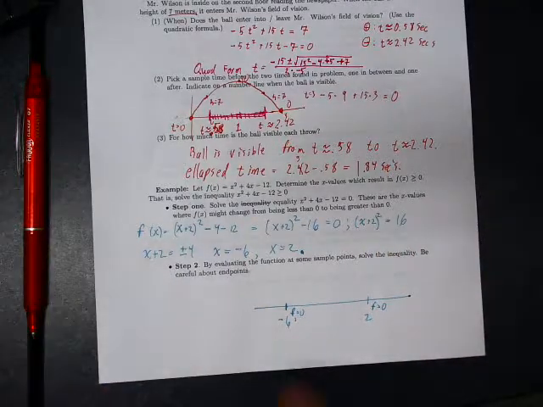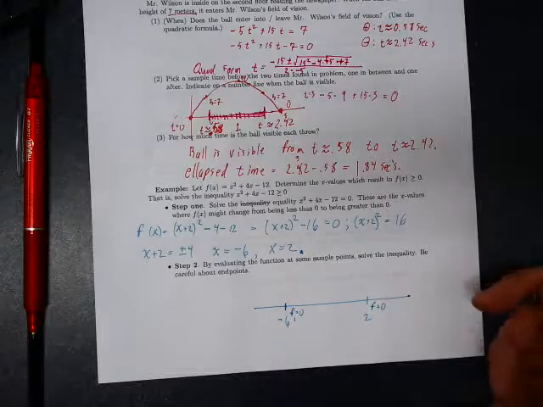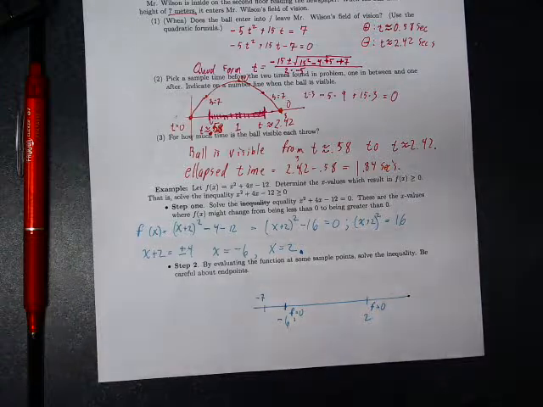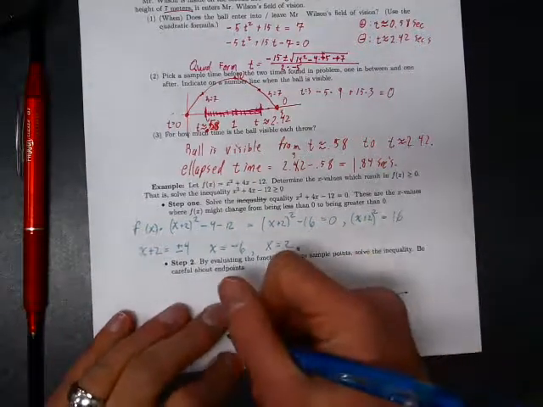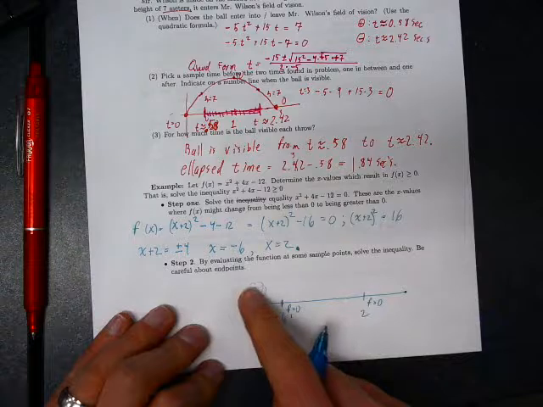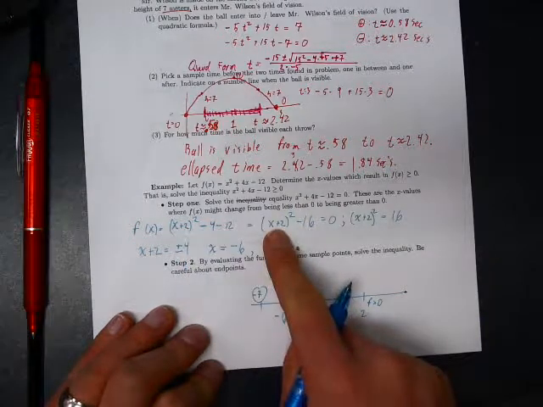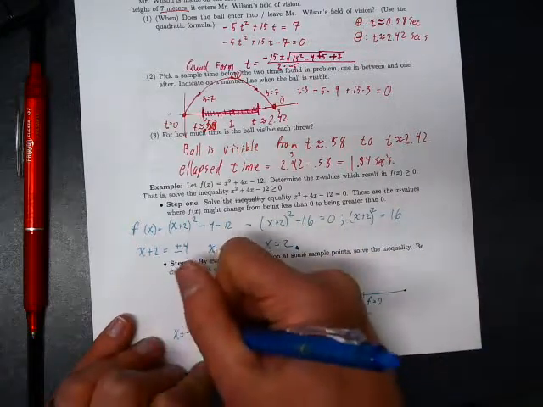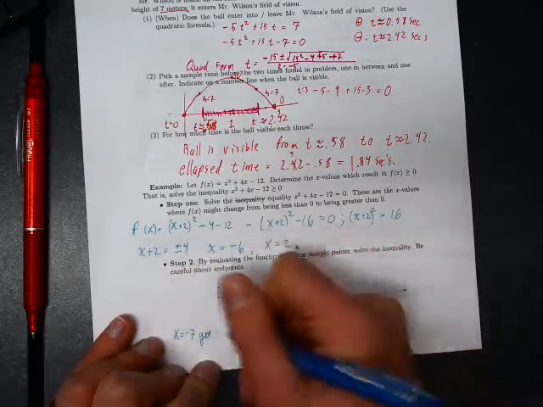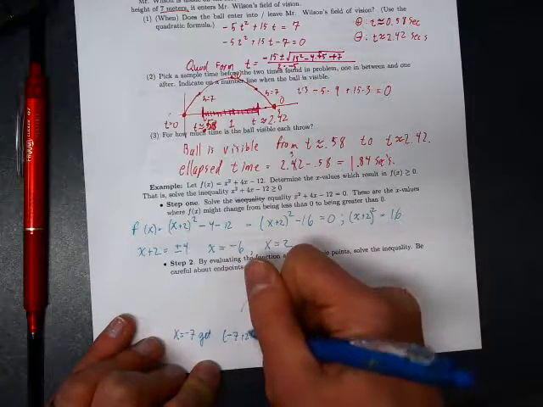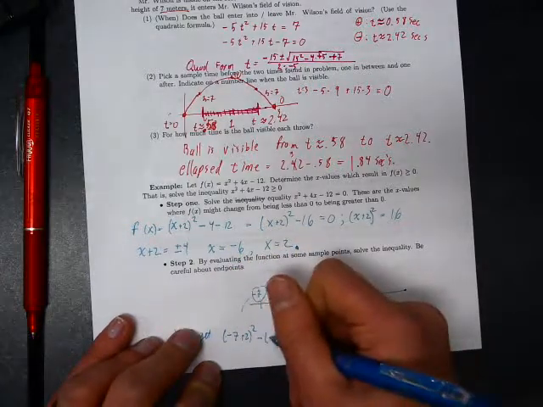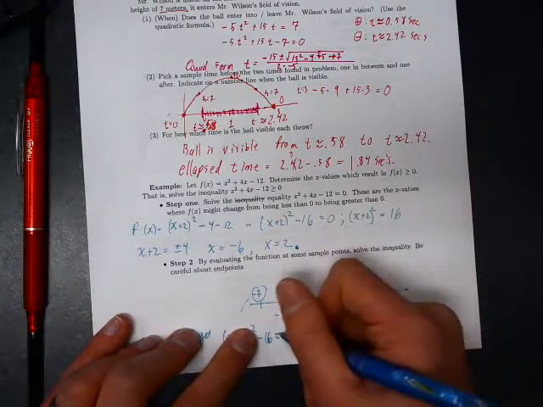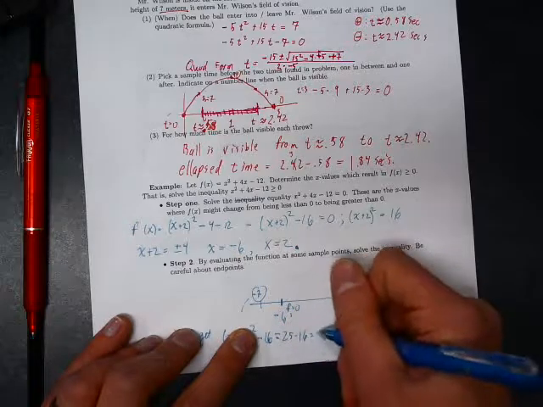I want to know when f is bigger than or equal to 0, so let's pick some sample points. What's something less than negative 6? That's right, negative 7 is less than negative 6. Let's see what happens when we plug in negative 7. I know that this completed the square formula is the same, so maybe I'll use that. When x is equal to negative 7, we get negative 7 plus 2 squared minus 16. So that's 5 squared is 25, minus 16 is 9.